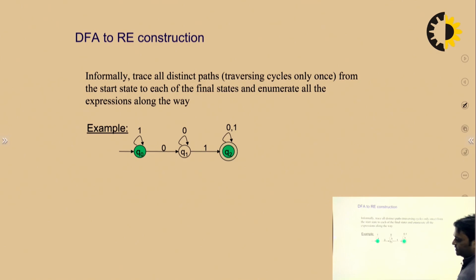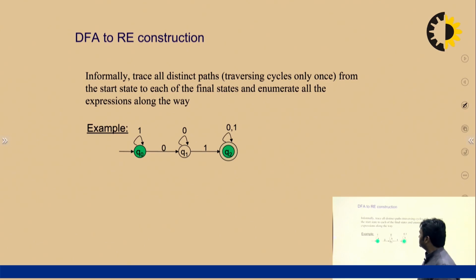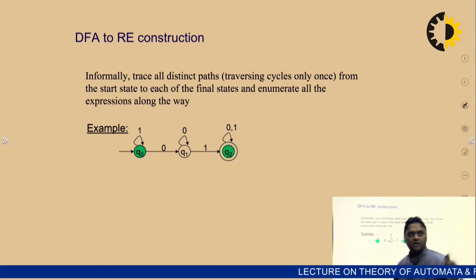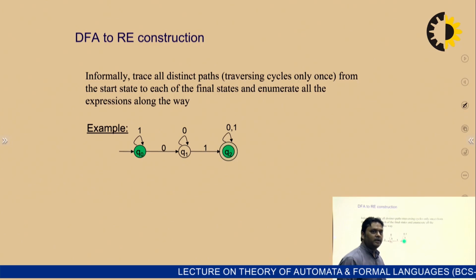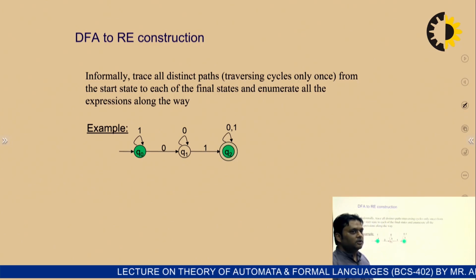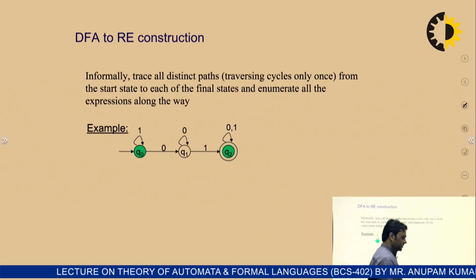Now, DFA to regular expression. Informally, trace all the distinct paths, traversing each cycle only once, from the start state to each of the final states and enumerate all the expressions along the way. So here the example is given, the DFA is given, and we have to write the regular expression for this. So what will the regular expression for this be?